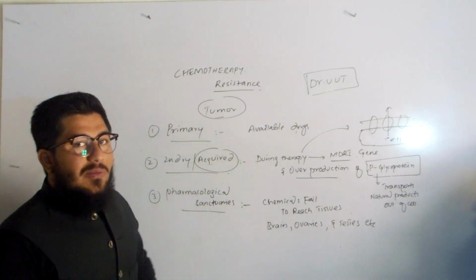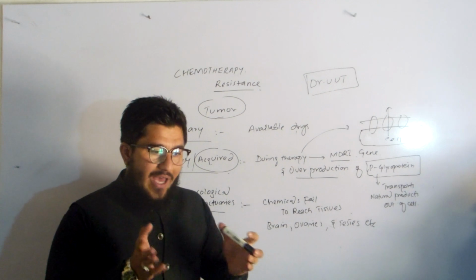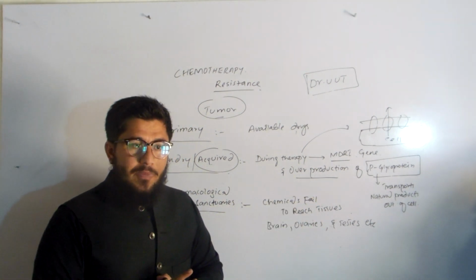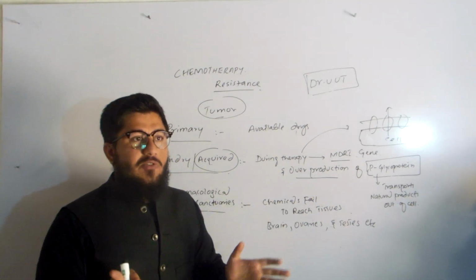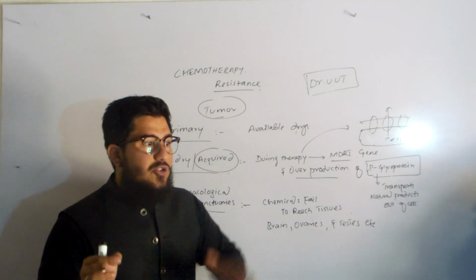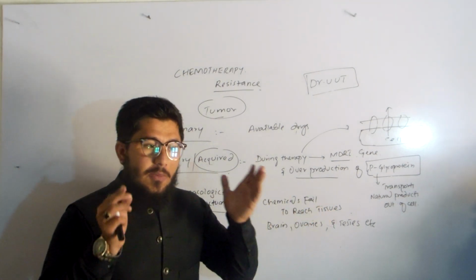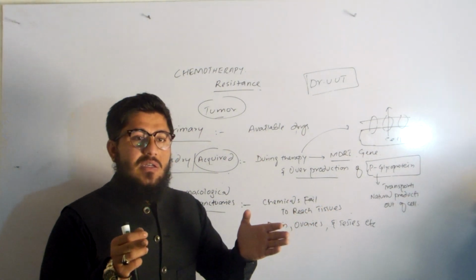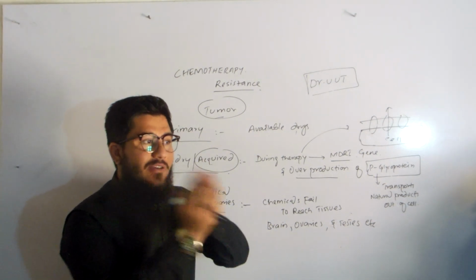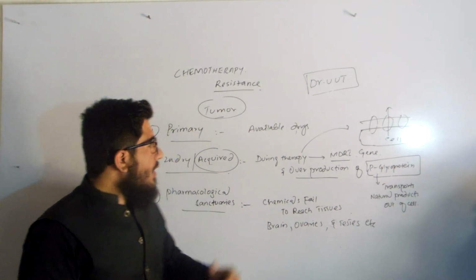How is the primary available? These are the available drugs that you have for specific chemotherapy that do not show any sort of action if you give the specific drug to the patient. That is called primary resistance. The drug is available, but if you give it, it shows no action.